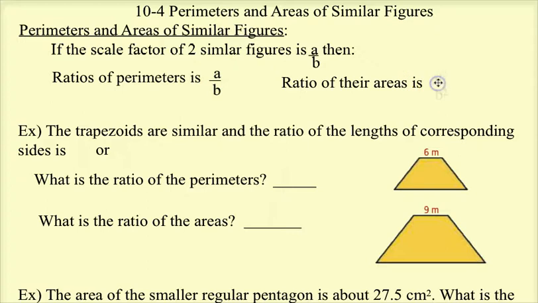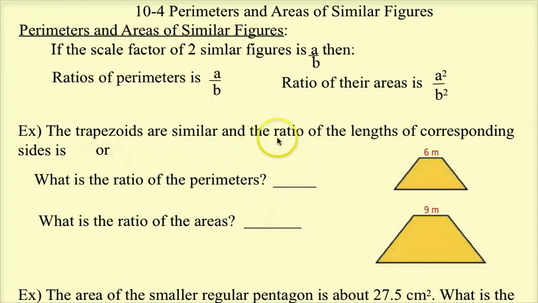With the ratio of the areas, though, we actually have to square those numbers, so the ratio of the areas is A squared over B squared. Let me show you that with an example. The trapezoids are similar. These two trapezoids are similar here. Their angles are congruent, their sides are in proportion.